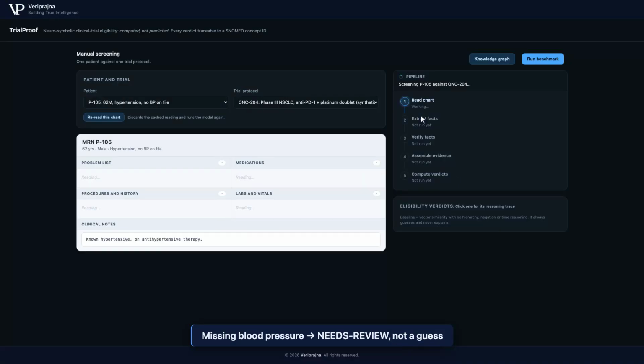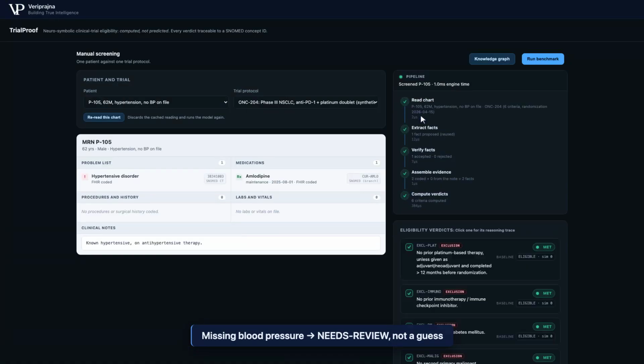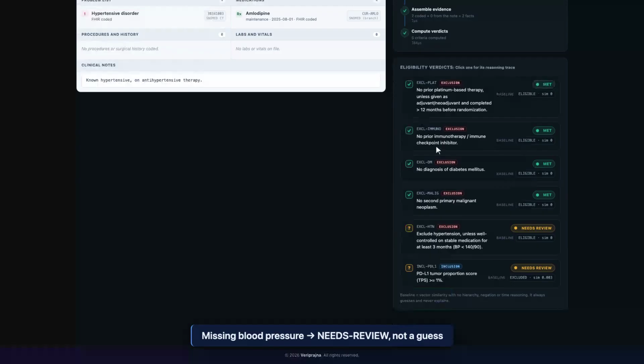And when the record is not enough to decide, TrialProof refuses to guess. This patient has no blood pressure reading on file, so the controlled hypertension criterion cannot be proven either way. Instead of a confident wrong answer, the engine returns needs review and says exactly what is missing.